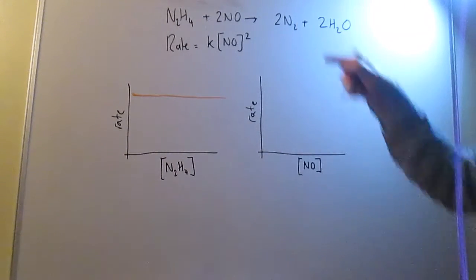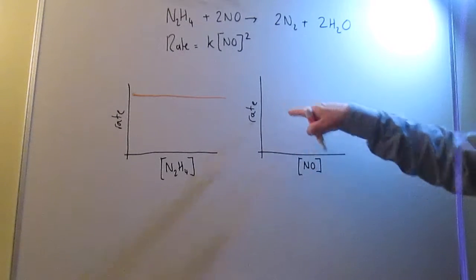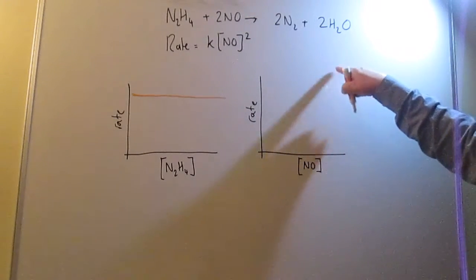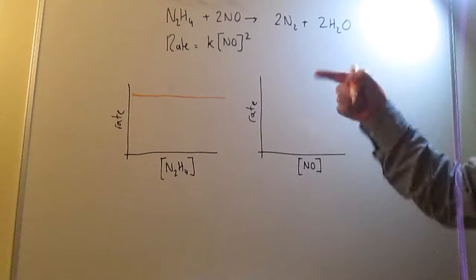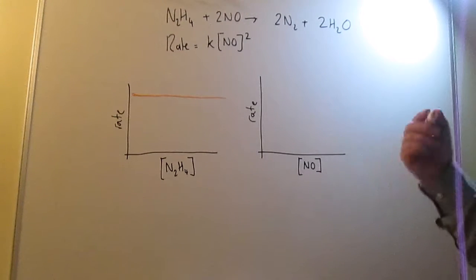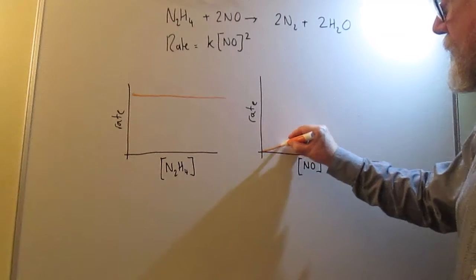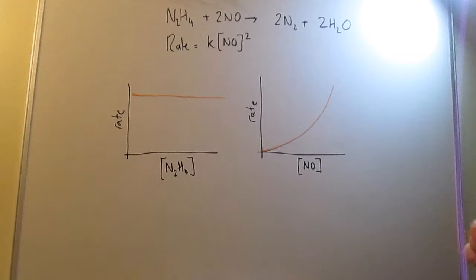Now for NO, we know that it depends on the square of the NO concentration. So this time it is going to change, and it's not just going to be a straight line, because that would be the first order one where it just depends directly on the NO concentration. If it depends on NO squared, it's like a y equals x squared curve. So it's going to look something like that.